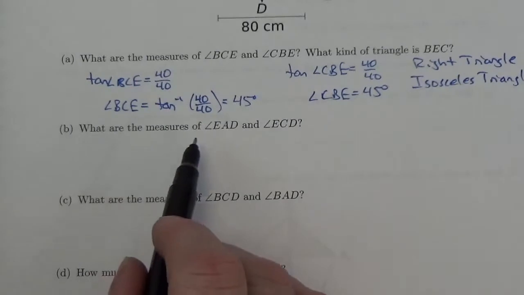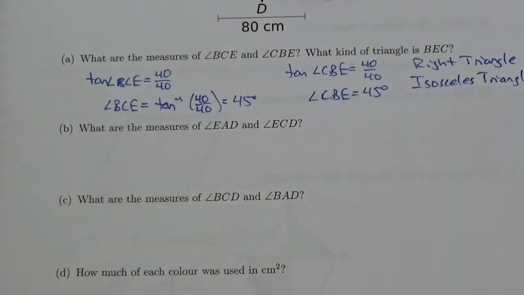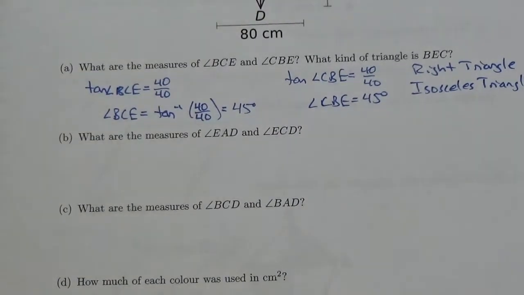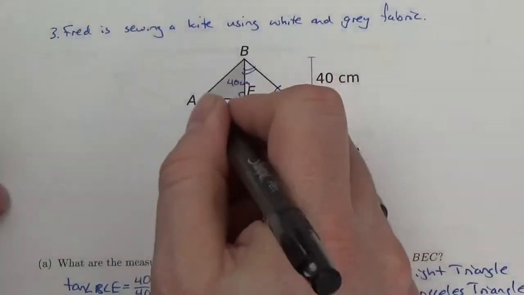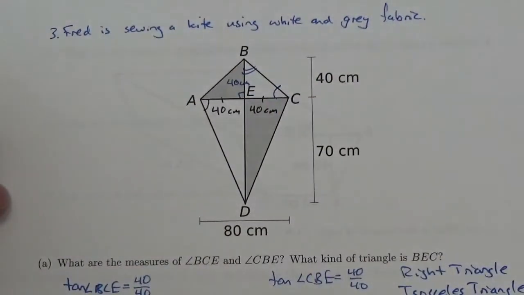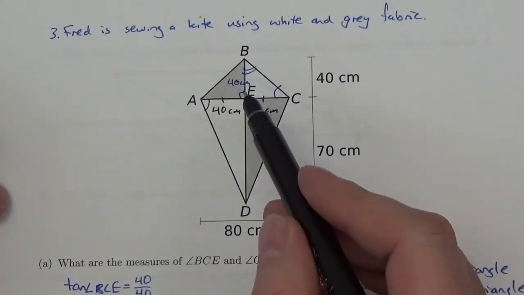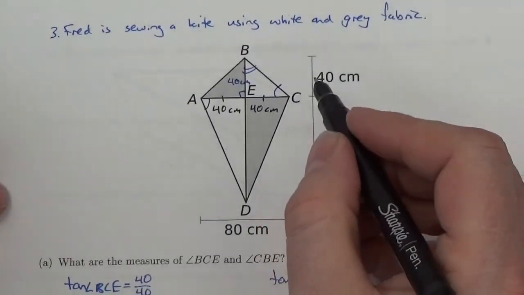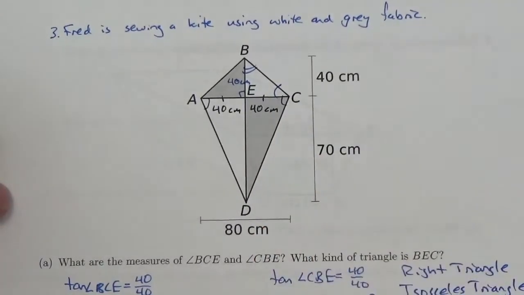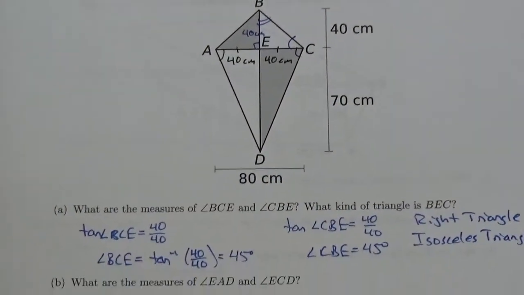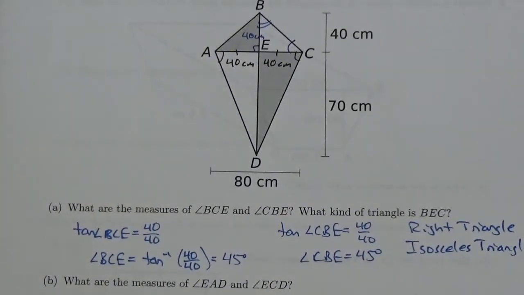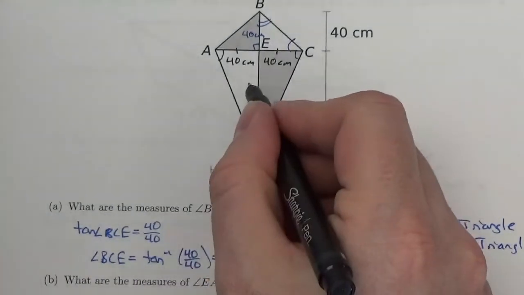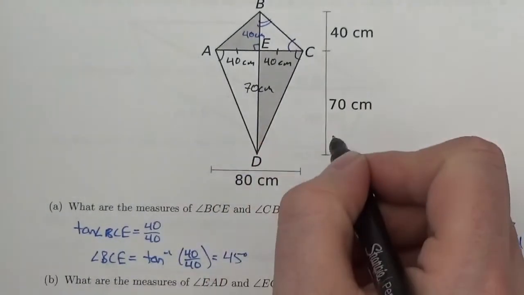Now, what are the measures of angles EAD and ECD? EAD, I'm going to use the black marker here. EAD is going to be this angle right here, and then ECD is going to be this angle right here. Now, I can actually shortcut this a little bit because there's some symmetry in this problem. I already know, for example, that this is 70 centimeters right here because of this.